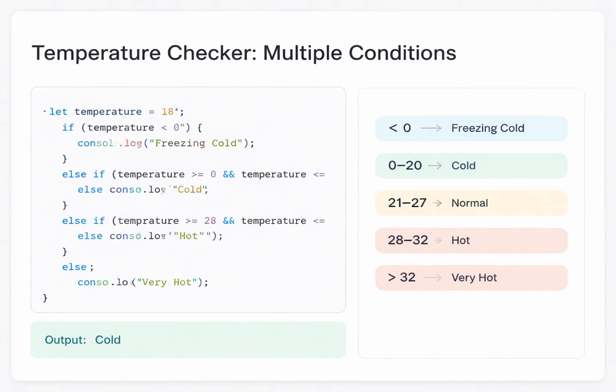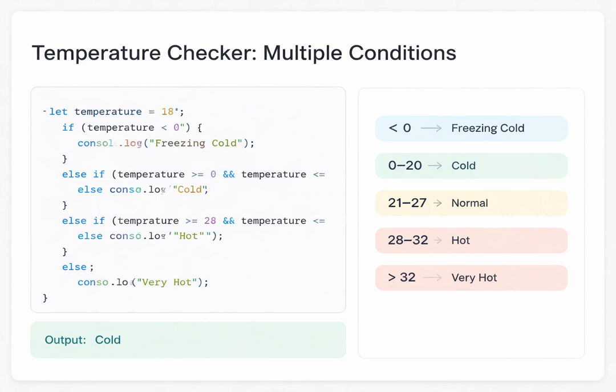Let's look at a real example, a temperature checker. We have a variable called temperature, and we want to categorize it into ranges. Less than 0 is freezing cold, 0 to 20 is cold, 21 to 27 is normal, 28 to 32 is hot, and anything above 32 is very hot.